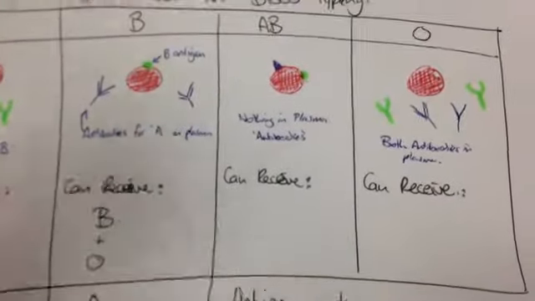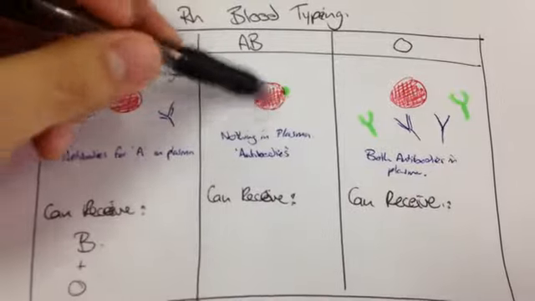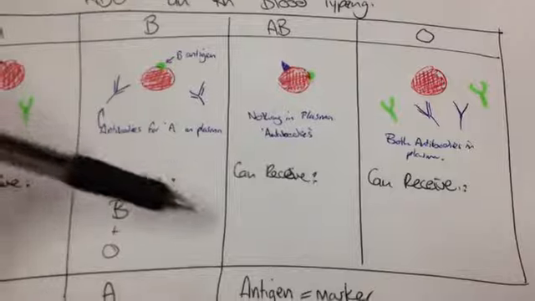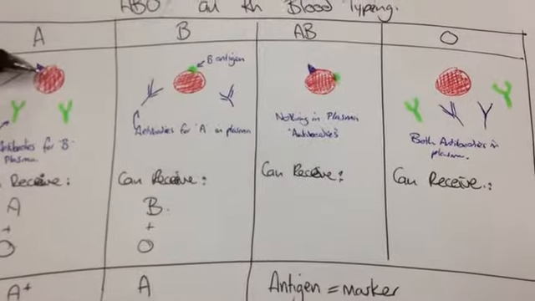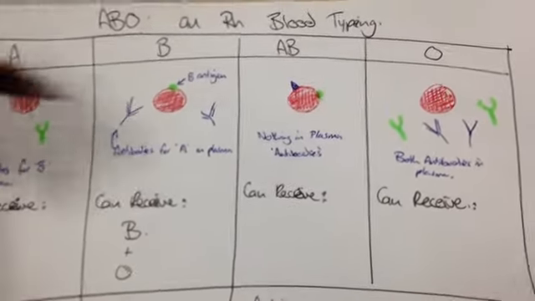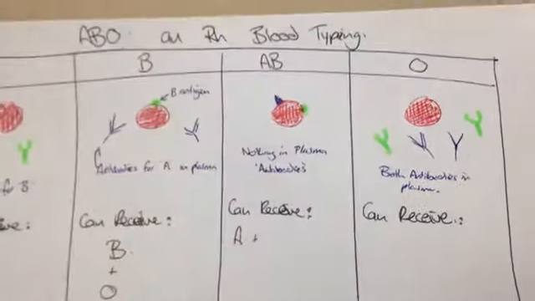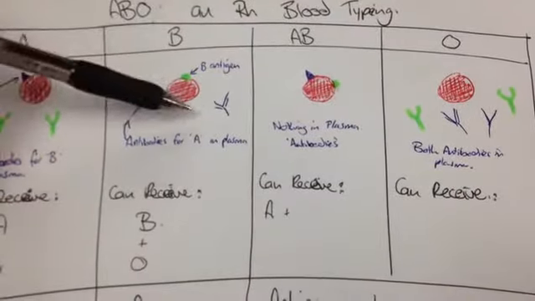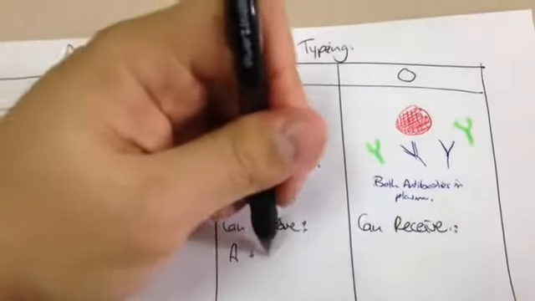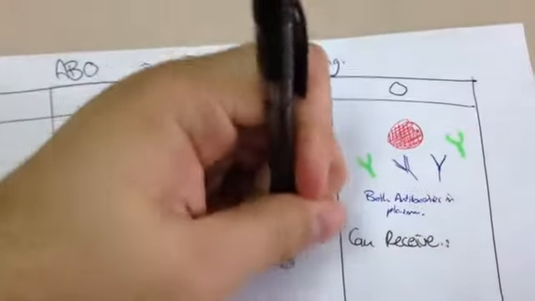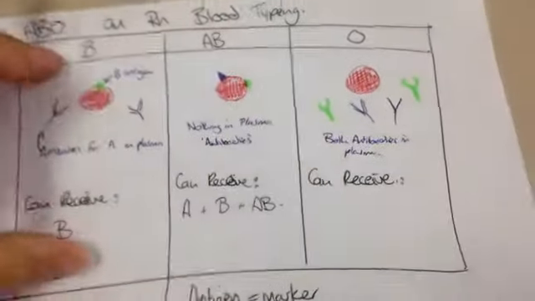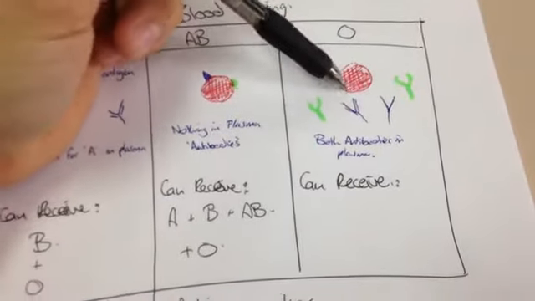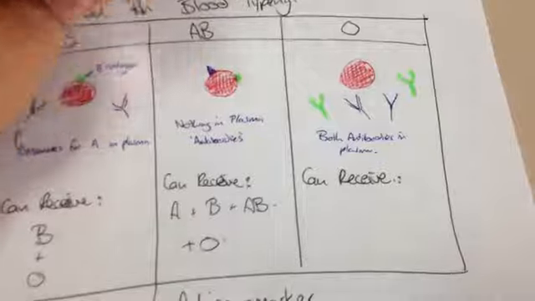So AB. There's nothing in his plasma, because there's nothing to fight, otherwise he'd be trying to fight his own cells all the time, okay? So could we give him A? A's got an A antigen. Yeah, we could give him A, because there's no antibodies there to fight against A. Is there anything to fight against B? No, so we can give him B. Could we give him AB? Sure, we can give him his own blood. And then O, sure, because O we can give to anything, because O has no antigens, nothing to mark against.